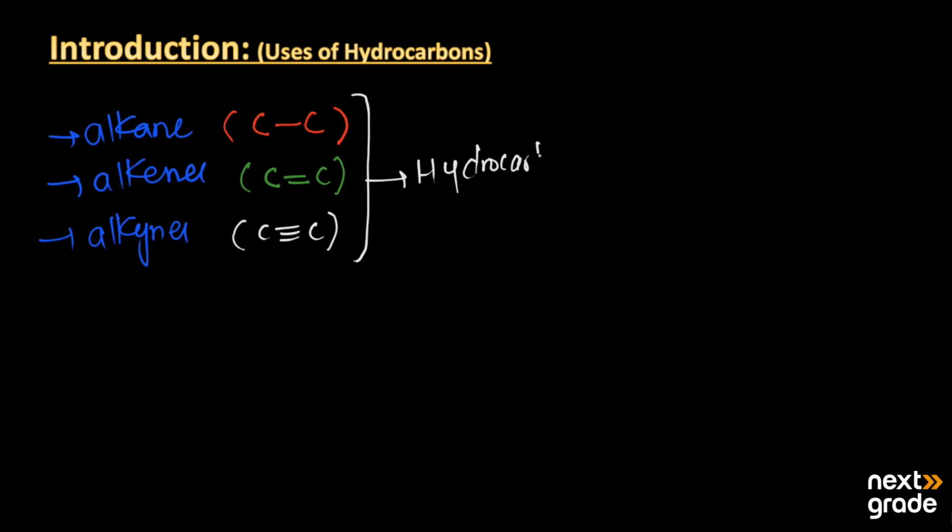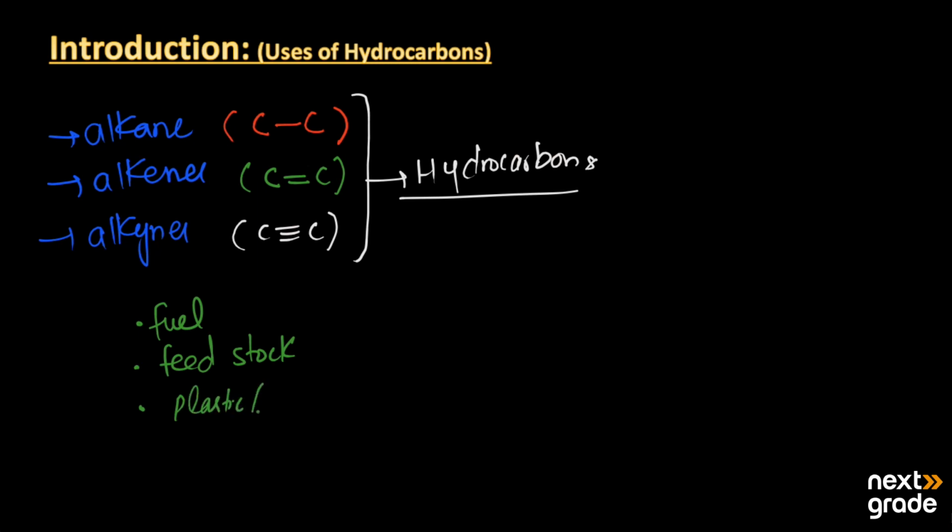Hydrocarbons contain both carbon and hydrogen in them. So here we will learn about their uses. Hydrocarbons may be used as a simple fuel. They can also be used in the different industries as a feedstock. On the other hand, they can be used for the production of different products, like in petrochemical industries, plastic industries, rubber industries and so on. So let's start with the first use.